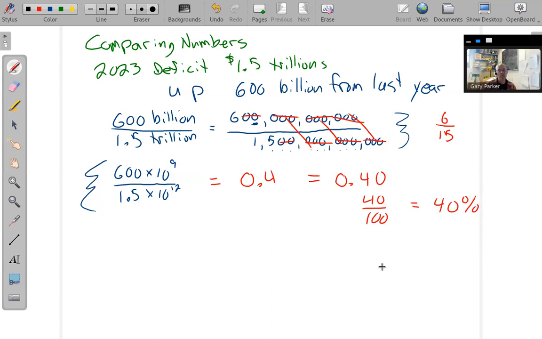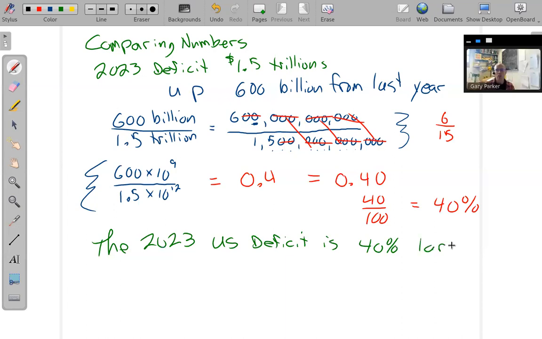So what does this tell me here? So let's write a sentence here. The 2023 US deficit is 40% larger than last year's deficit. Wow, that's a lot larger.